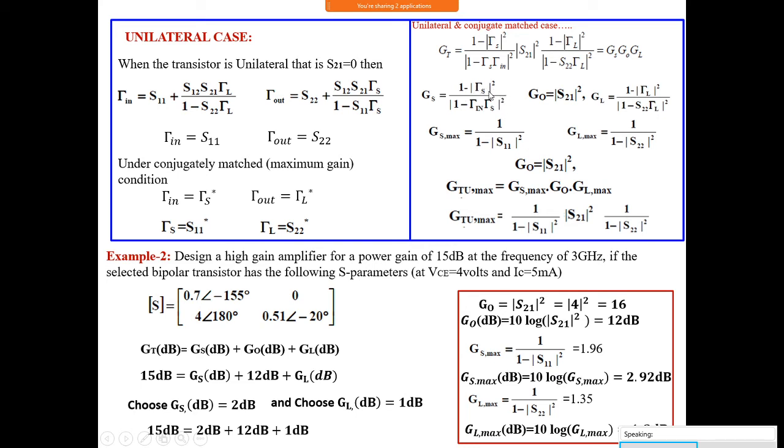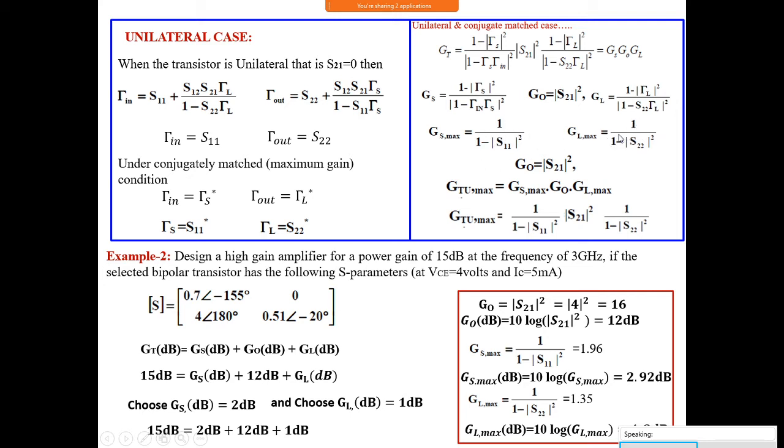What you will be getting here? S11 magnitude, 1 minus S11 magnitude square is there. So one of this will be cancelled with this. So one more remains here because this square is for this whole. So that's why here GS maximum is this. For a unilateral transistor, in the maximum power transfer condition, GS maximum is this value and GL maximum is equal to this.